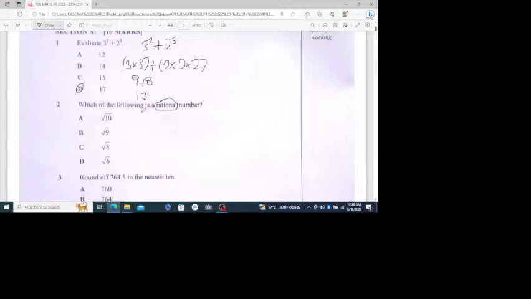So what we can do now is look at 10, 8 and 6. These numbers will give you square roots, but they will be decimal numbers. The only number that will give you a square root which is a whole number is 9. So definitely 9 will be the rational number, which is B.